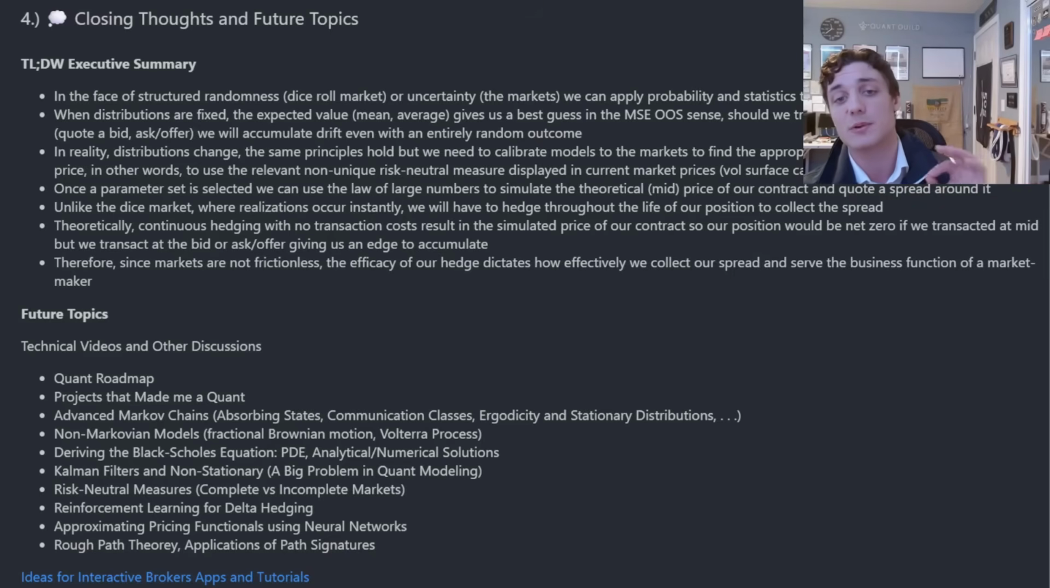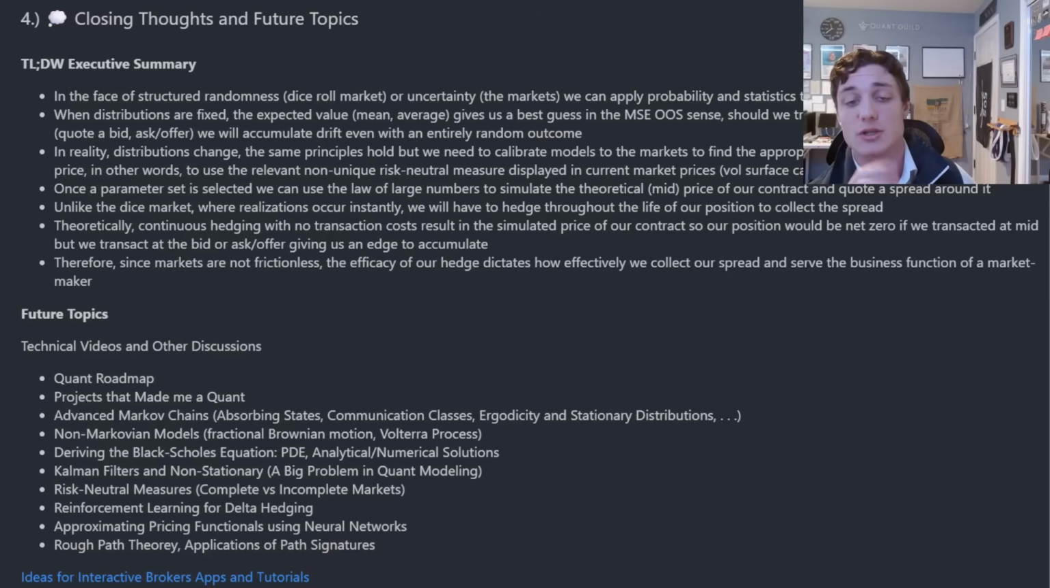However, the same principles hold, but we need to select a model, calibrate it to the market, and then simulate prices. That is our fair price. Fundamental theorem of asset pricing suggests that. And we can then quote a price around that to accumulate the same positive drift. Now, unlike the dice market where realizations occur instantly, we will have to hedge throughout the life of our position to collect that theoretical spread.